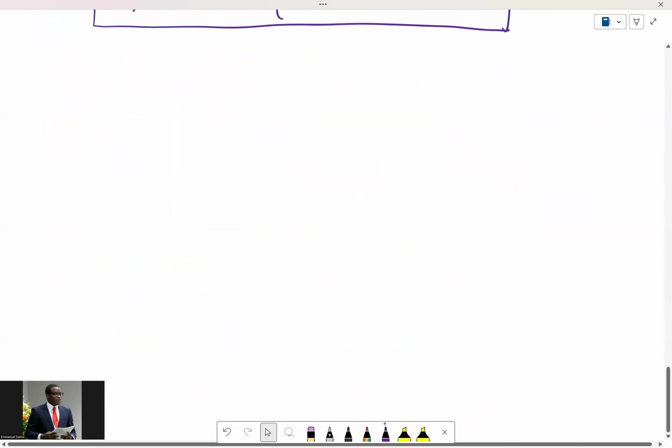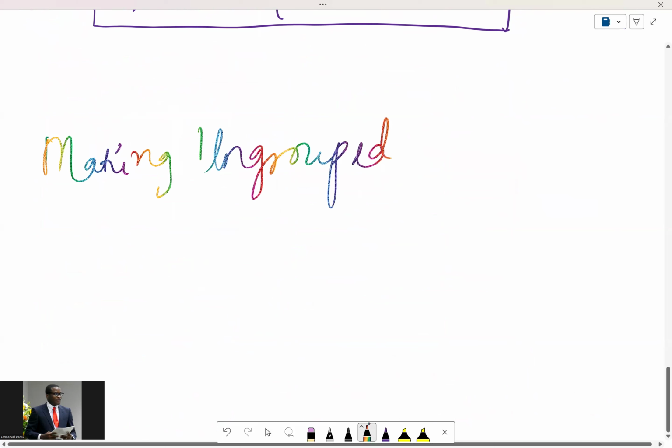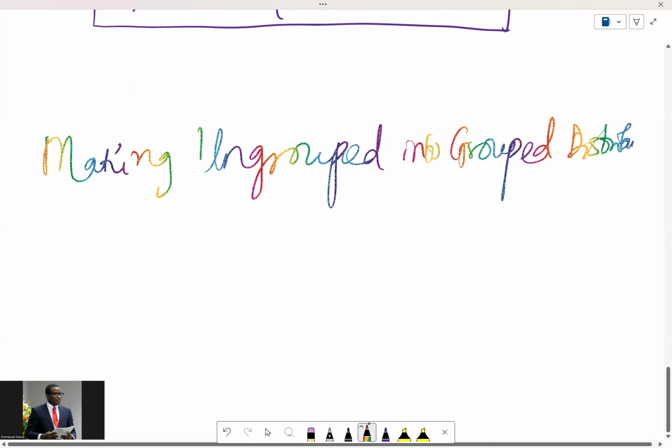So let me say, transforming, making ungrouped data into grouped distribution. Yeah, into grouped distribution. So I think it's important to demonstrate that.